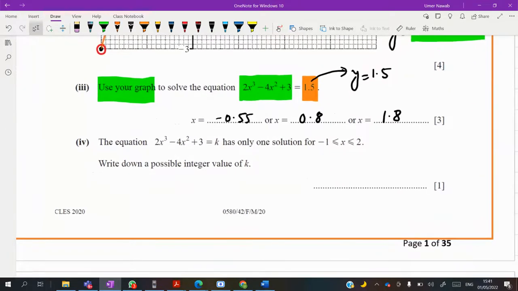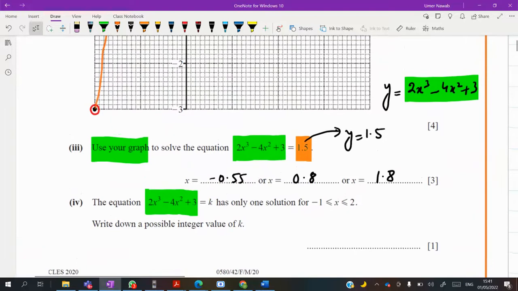Now, first thing, in the third part, you saw that he gave you the equation, and on the other side it was 1.5. So we drew the horizontal line, and we saw how many times that horizontal line is cutting the graph. Three times, so three solutions, and we wrote them. Now the fourth question. On the left hand side, first verify, is it the same equation? 2x cubed minus 4x squared plus 3. Yes, it is the same. And now rather than writing a number, he left here k.